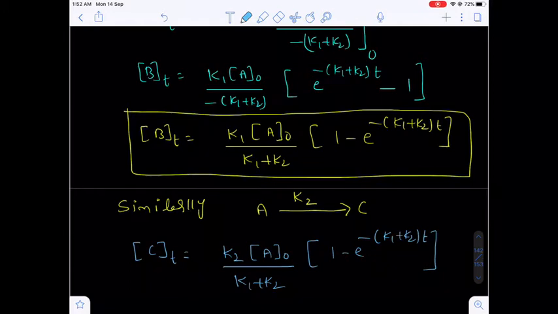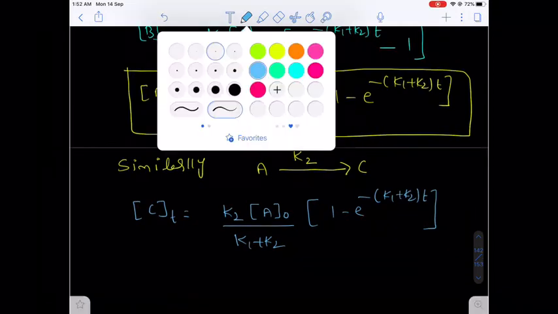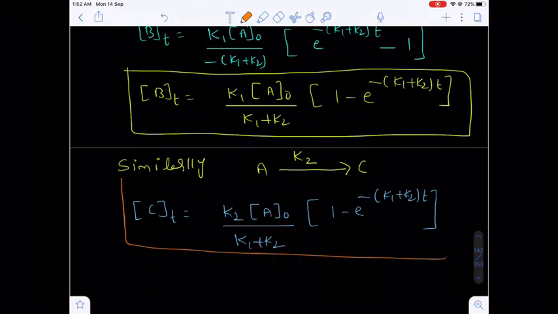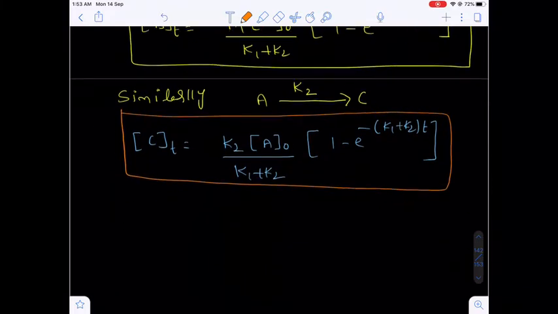So this is the concentration of the product C at a time interval t. Are you getting my point?